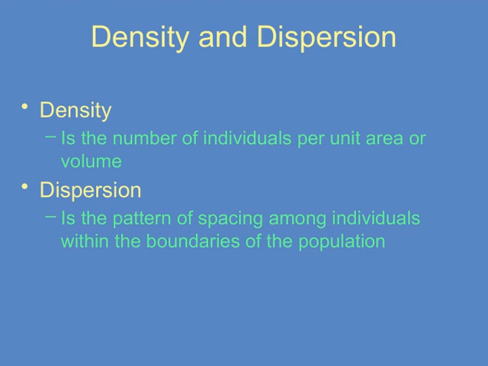more spread out. Dispersion, on the other hand, is all about the pattern of spacing among those individuals within the population boundaries. It shows us how individuals are distributed, whether they're clumped together, evenly spaced, or randomly scattered. Both density and dispersion are crucial because they influence how populations interact with their environment and with each other. They give us insights into behaviors like competition, resource use, and mating. Understanding these patterns helps us see the bigger picture of how populations survive and thrive in their habitats.